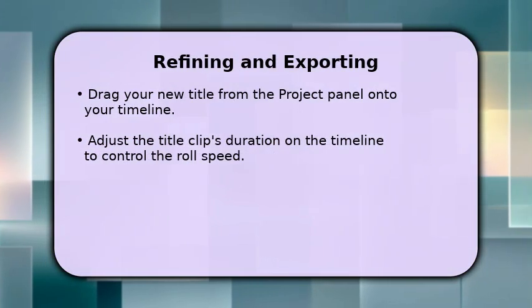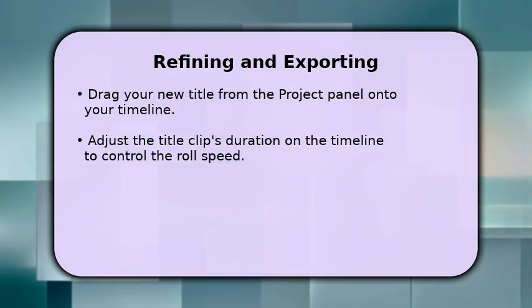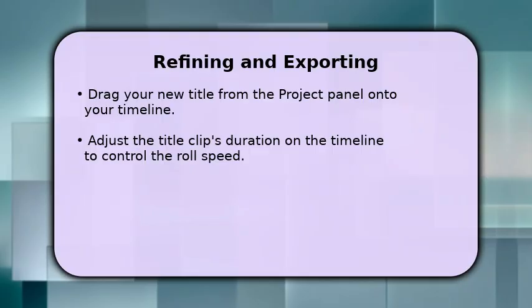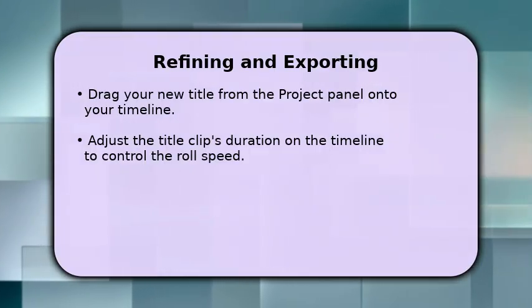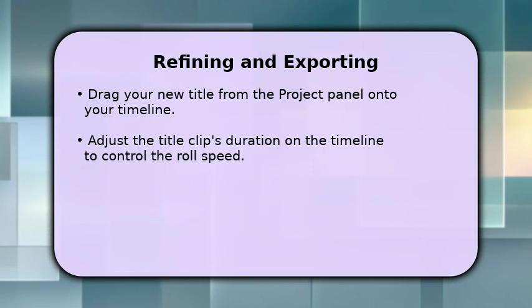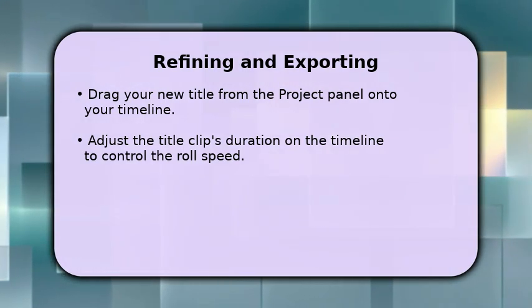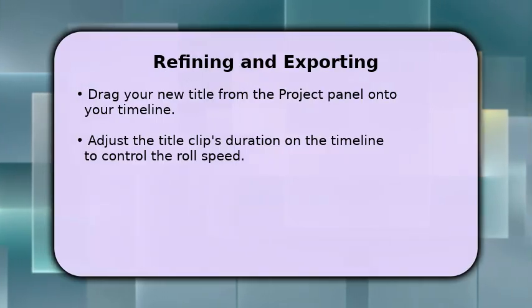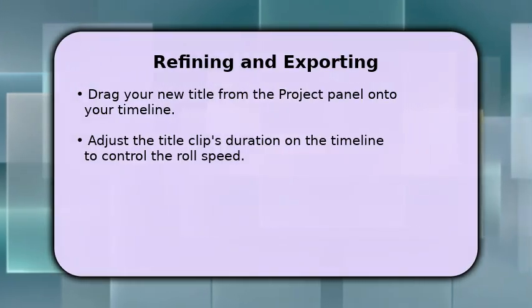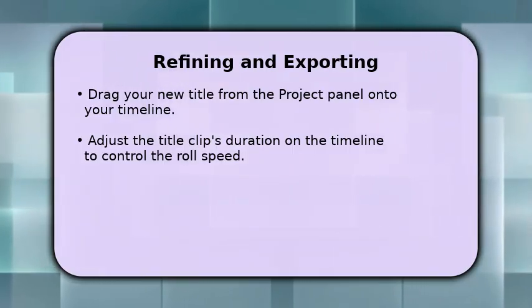Once your rolling title is designed, close the Legacy Title window. Your new title will appear in your project panel. Drag this title clip onto your video timeline, placing it where you want the credits to appear. The duration of this clip on the timeline directly controls the speed of the roll. A longer clip means a slower roll, and a shorter clip means a faster roll. Preview your sequence to ensure the timing and appearance are perfect before exporting your final video.